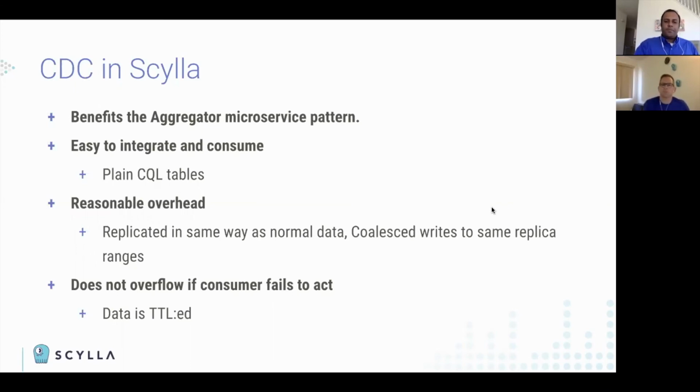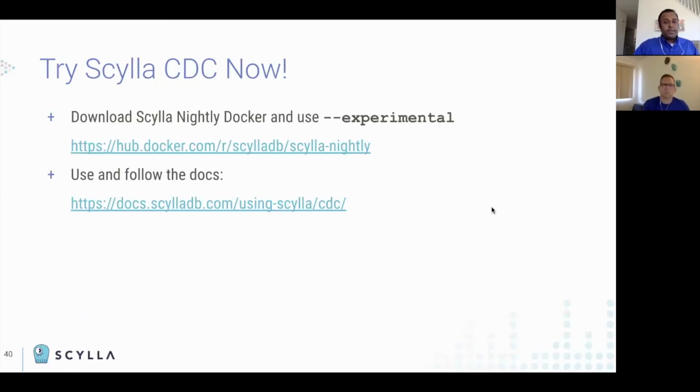And if your consumer fails to ACK, it doesn't overflow. The logs can be automatically handled, and data is also TTL'd in a very seamless way. If you want to try Scylla CDC, I highly encourage you. Use the experimental flag, and you can try it. There's a nightly build which gets released every day, so you can use that nightly build on Docker Hub. And all the documentation is available as well.